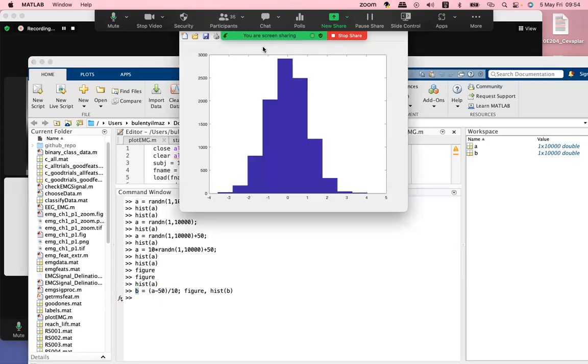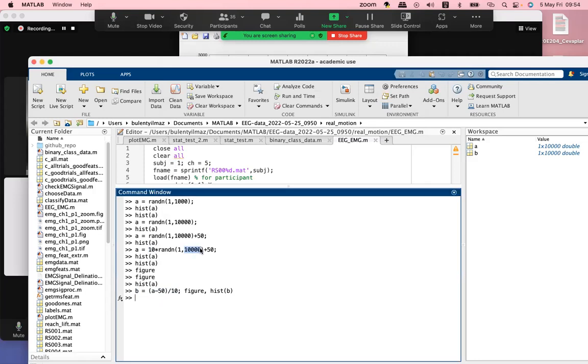And if I show it like that, the distribution will be something like that. Out of 10,000 numbers, like what is the probability?